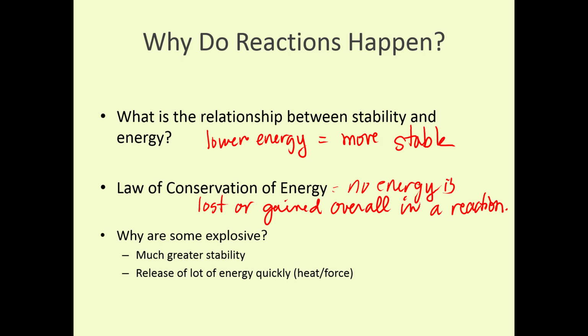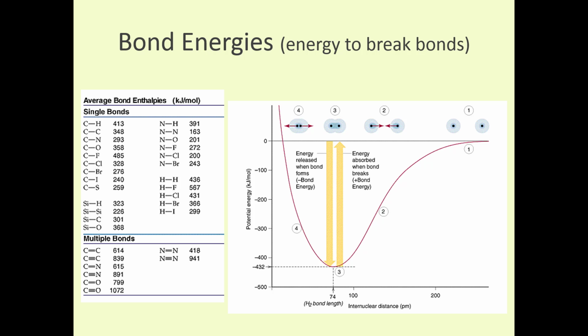Okay, so why are some reactions explosive? Well, if they can lead to a really, really stable product, then they could be explosive. If they release a lot of energy quickly, then they can be explosive. Okay, so how do we talk about this energy? Well, when things are reactants, those things have chemical bonds that hold them together. When things are products, they have chemical bonds that hold them together. But for reactants to turn into products, you have to break bonds and then make new bonds.